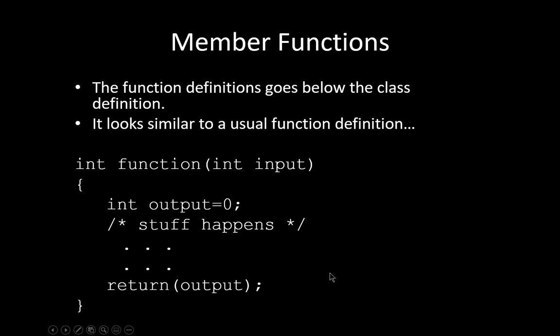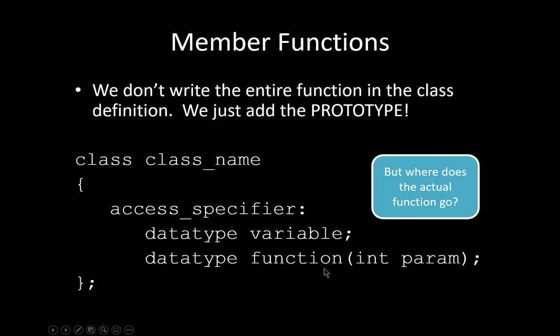Now this is where we get into something interesting. Let's say that this was public. So we had public here as the access specifier, and we had, say, double average, and this was a function to calculate an average. What I've seen a lot of you do is write your whole function right here. That technically works, but that's really bad practice.